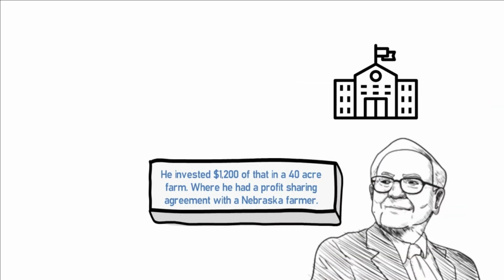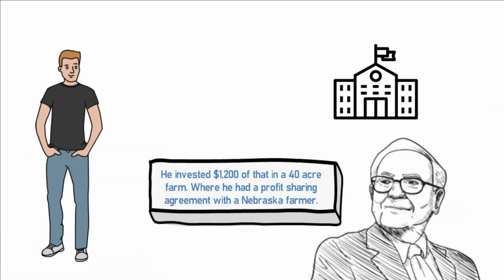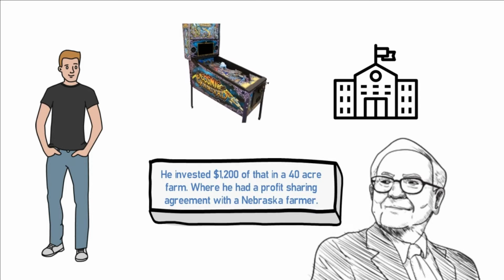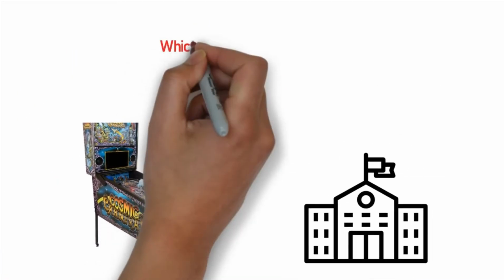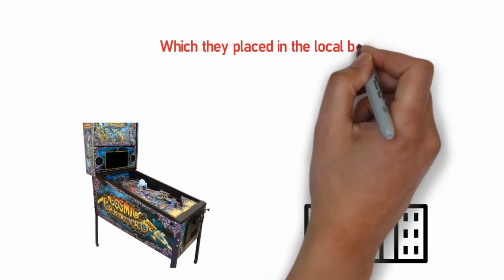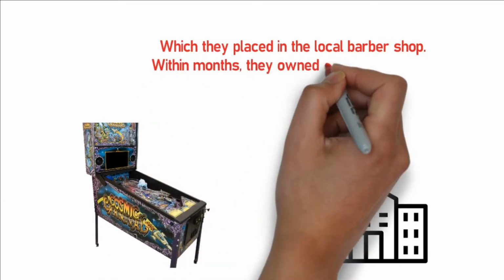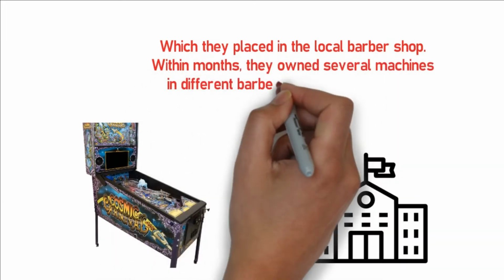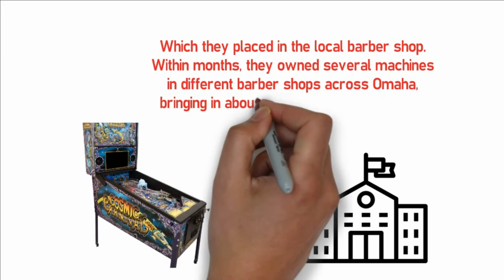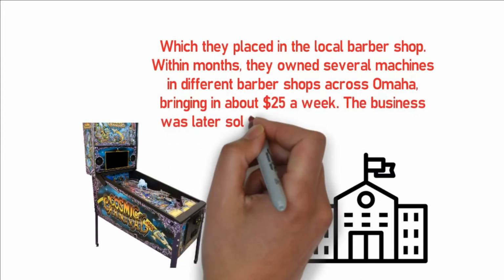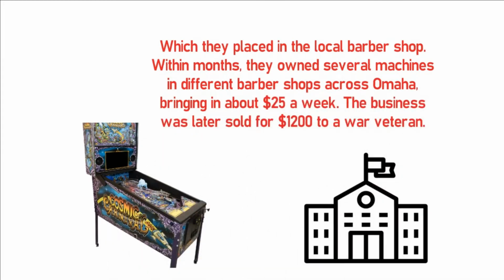As a sophomore in high school, 17-year-old Buffett partnered with a friend to purchase a used pinball machine for $25, which they placed in the local barbershop. Within months, they owned several machines in different barbershops across Omaha, bringing in about $25 a week. The business was later sold for $1,200 to a war veteran.